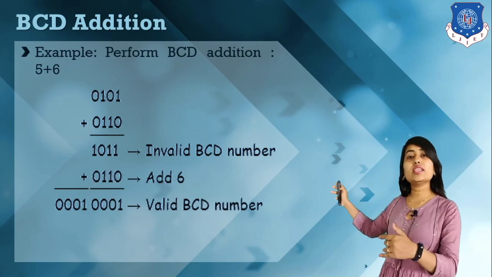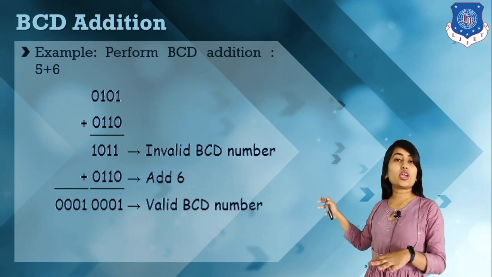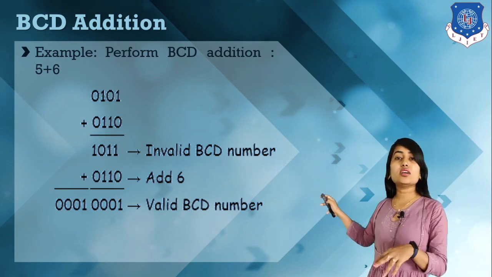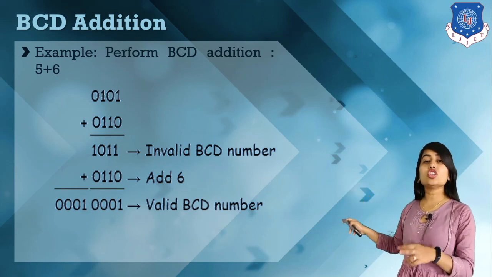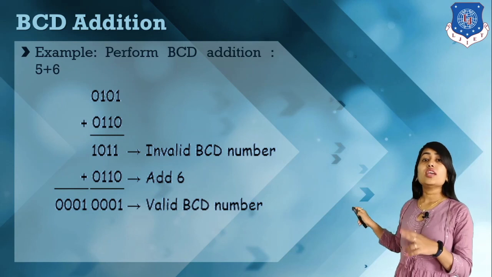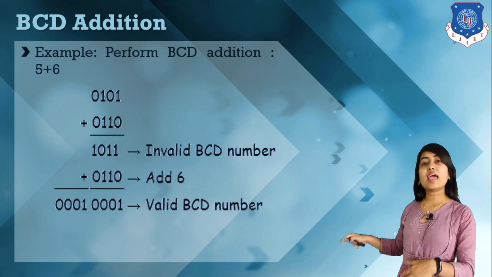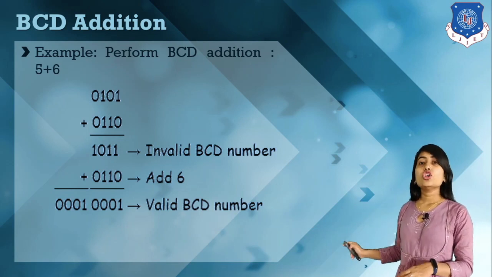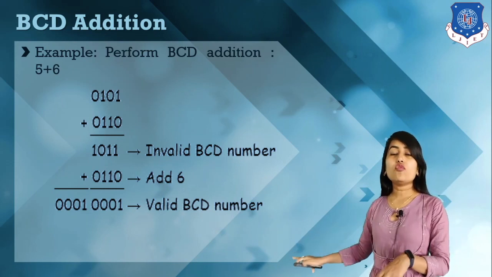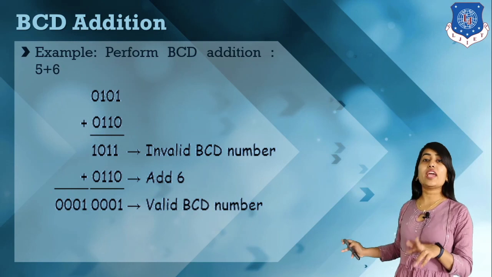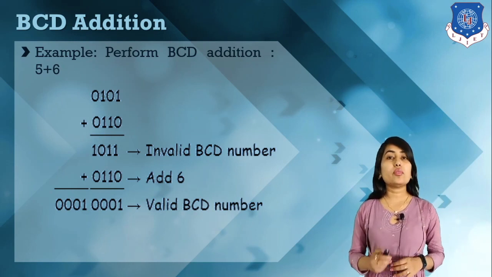Here we have one example. We add 5 plus 6 in BCD format. We write the BCD of 5 and 6, and here we have 1011. This 1011 is basically an invalid BCD code, so to make it valid we add 6. Here we add 6, so we have 0001 and 0001, so this is 1 and 1. So this is how we get our actual answer in BCD format, that is 11. This is how we can perform BCD additions.